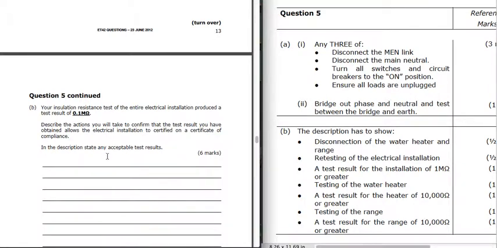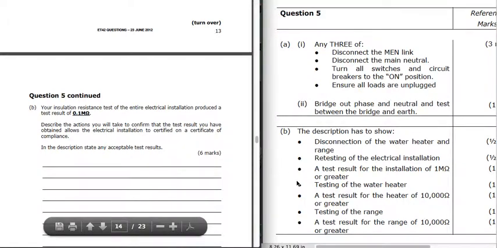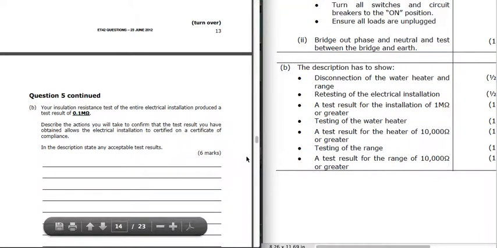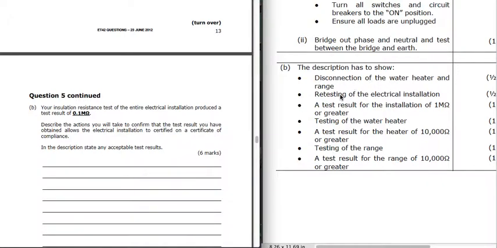So how can we do that? How can we test it and describe it and make sure it's okay? So what we need to do is to disconnect the water heater and the range. So without those in the circuit, we should definitely have an insulation resistance of greater than 1 megohm. So we disconnect those, and then we retest the installation without those, and hopefully we get a test result of 1 megohm or greater.